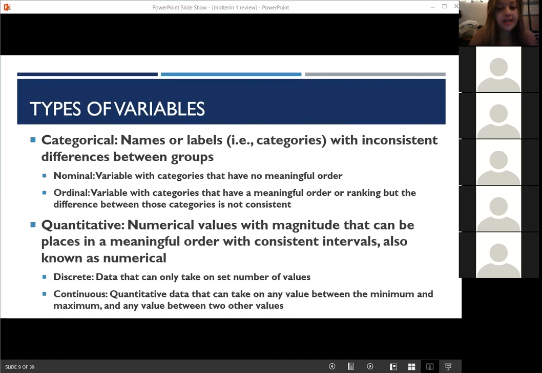Discrete variables are ones that take on a set number of values, basically anything that you can't split apart. So people, dogs, animals in general, things that you can't have different parts to. And then continuous will just be ones that can basically take on any value between the minimum and the maximum. So these are things like different weights.